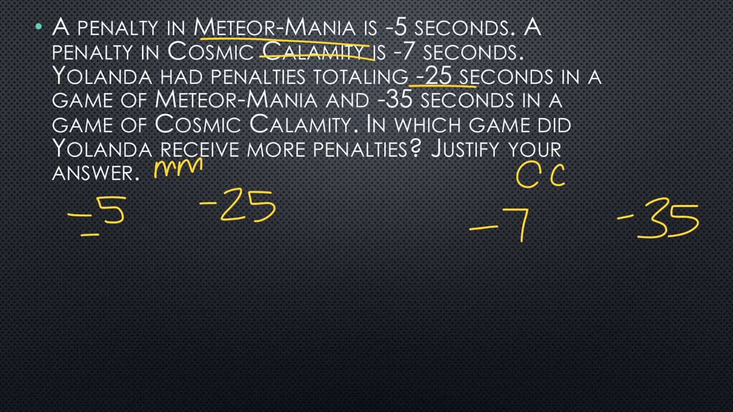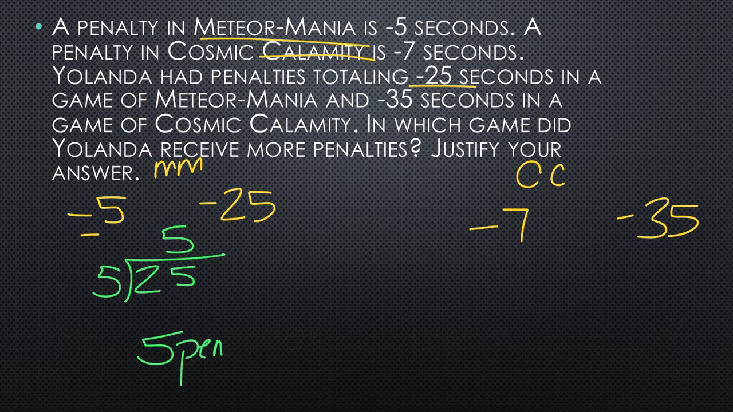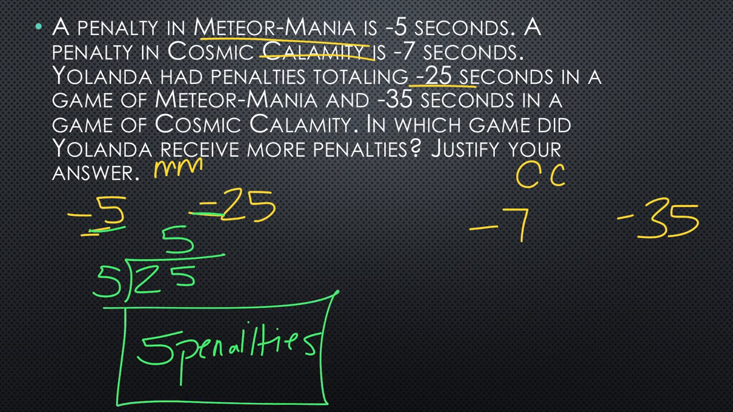If I want to see how many times 5 goes into 25, we're going to move our signs to the side for now. We're going to take 25 and divide it by 5. And 5 goes into 25 5 times. So she had 5 penalties on this side. Now, is this positive or negative? Well, I had a negative divided by a negative. It's going to say positive, even though the penalties are negative, but she had a total of 5 penalties for this game. And then for our Cosmic Calamity, we're going to take this 35 and divide it by 7.